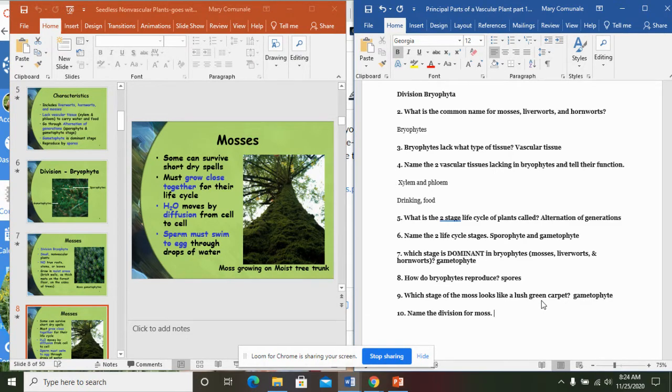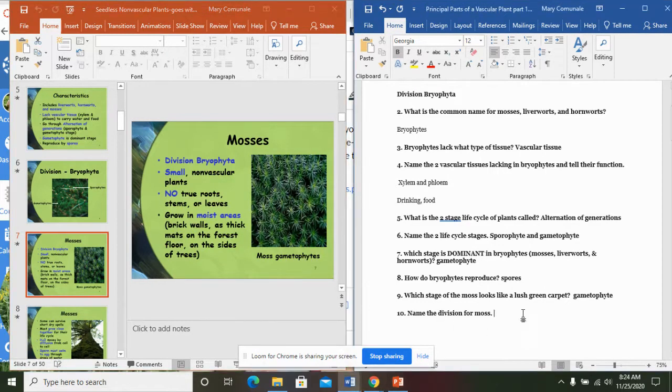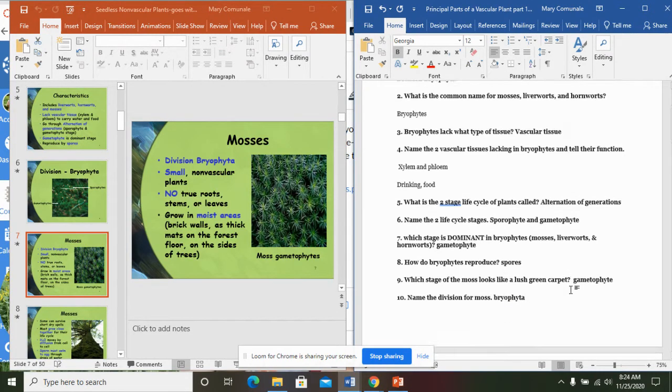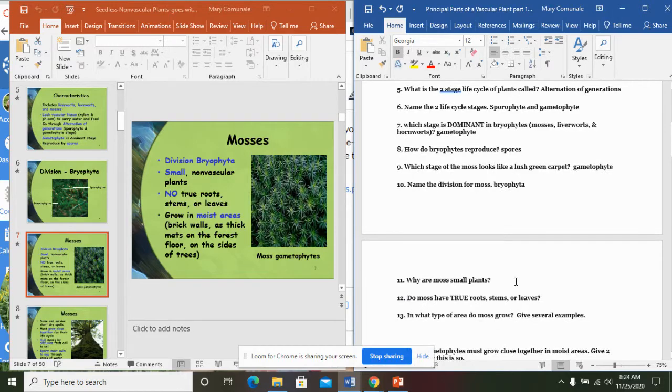Name the division for mosses. That's the bryophyta. It should be back up in this one here. Why are mosses small plants? They're small because they don't have vascular tissue. They have no true roots, leaves, or stems.